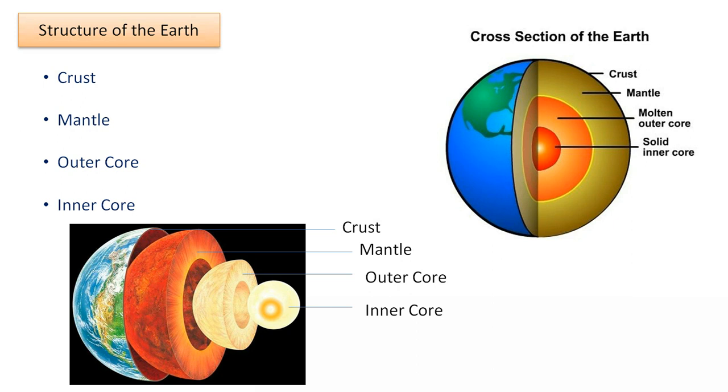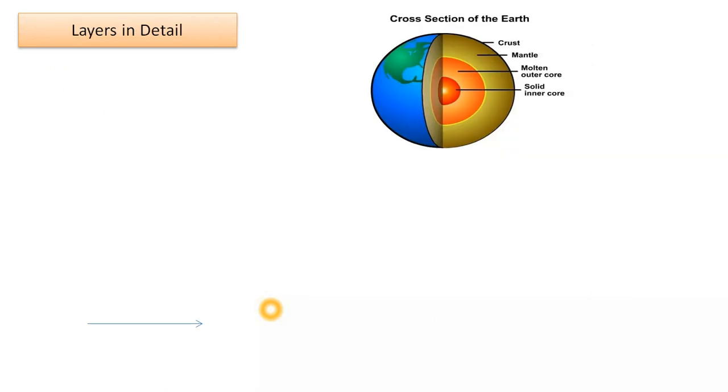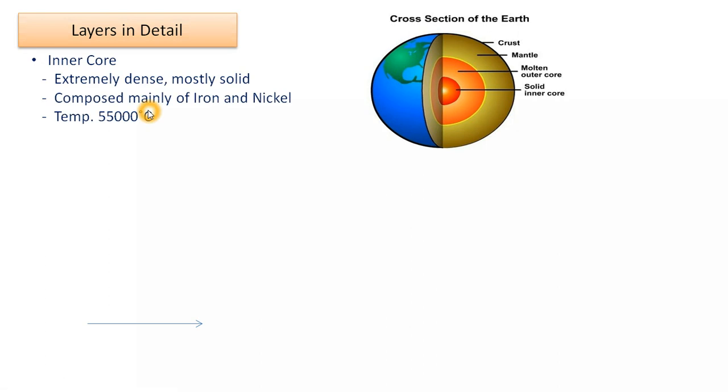Now let's see each of these layers in little more detail. The first one is inner core. The innermost layer, as the name suggests, is extremely dense, and it's solid in nature. This inner core is composed mainly of iron and nickel. The inner core contains a lot of iron, and that is how the magnetic field of earth is created, because iron is a magnetic material. So the magnetic field of earth comes out of the iron present within the core. This inner core is also extremely hot. The temperature of the inner core is more than 5,500 degrees Celsius. Sometimes it can reach up to 6,000 degrees Celsius.